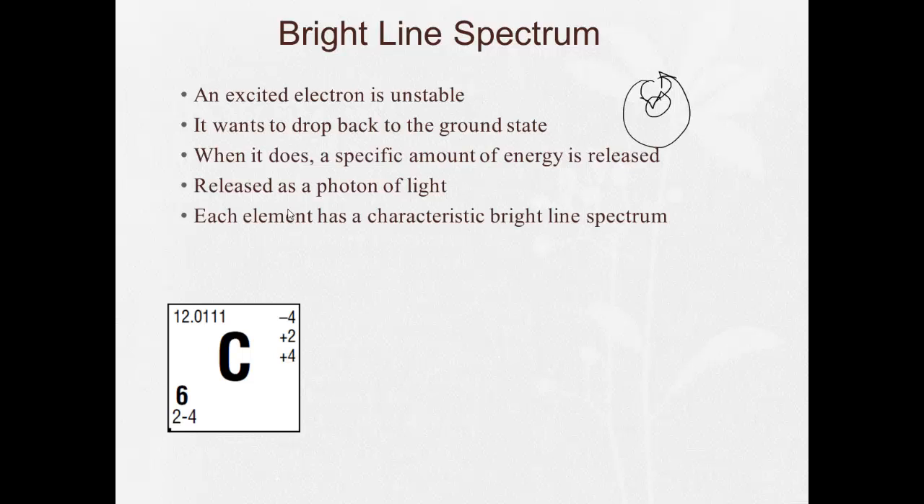Now each element, when this light is released, okay, it's released at certain wavelengths. The reason being, since these energy levels are in specific places, right? When the electron falls from here to here, a specific amount of energy is released, so it's going to release or emit a very specific kind of light. Okay? And it has a characteristic bright line spectrum.